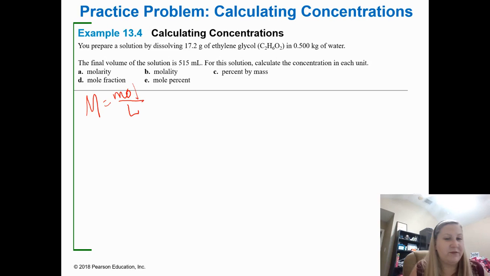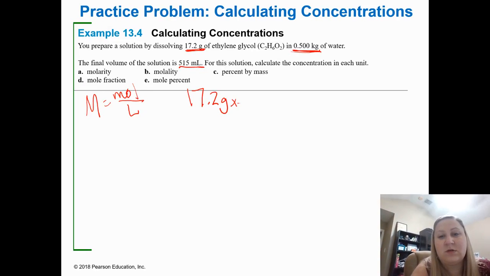Okay, so when we're finding molarity, we need to make sure we have moles, we need to make sure we have liters. First thing you need to note is what we have. I've got grams, which I can find moles with. I've got kilograms, that's for molality, and I've got milliliters. Okay, so first thing I'm going to do is get my grams to moles.